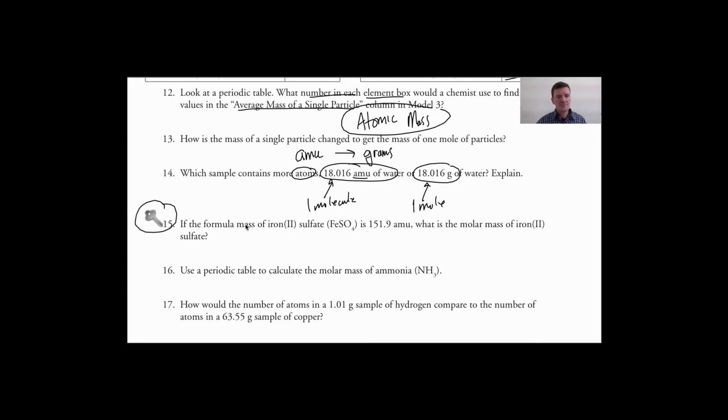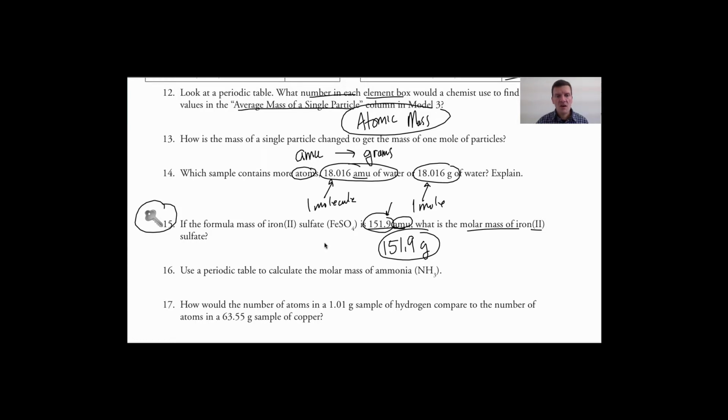Key point. If the formula of iron(II) sulfate is FeSO4 and its formula mass is 151.9 AMU, that's for a single compound, what is the molar mass of iron(II) sulfate? It's going to be exactly the same number, but what will the units be? Grams. Easy.